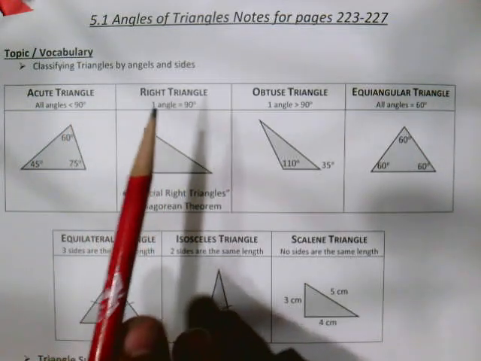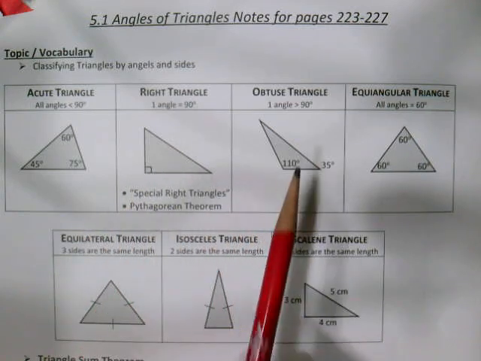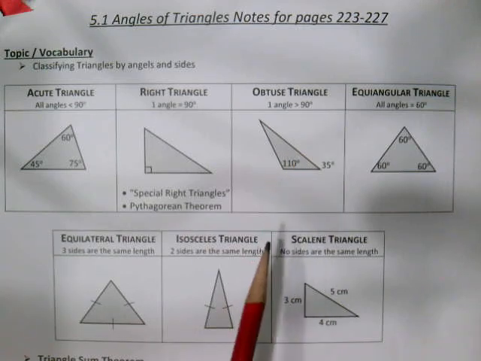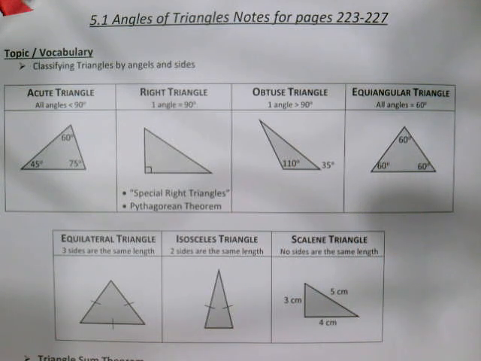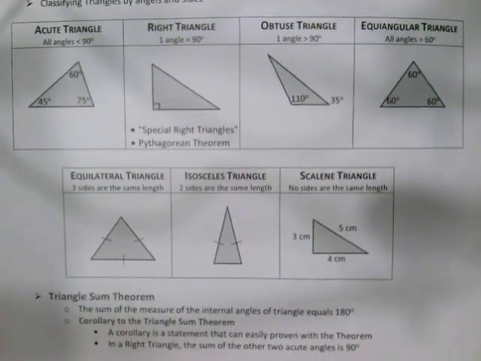A right angle triangle has a right angle as one of its three angles, as well as obtuse triangles have one angle that's greater than 90 degrees, and an equilateral triangle is when all three of them are the same at 60. So it's mostly just vocabulary, right? And we're going to be practicing that today.